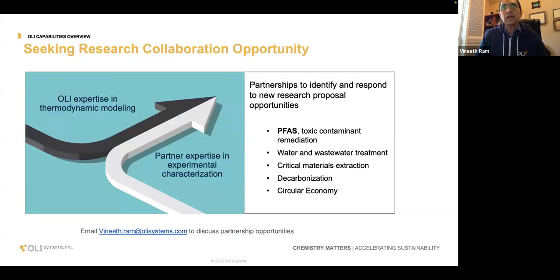Next slide, please. And really, this is my final slide. We're really seeking active collaboration on research programs with this community. There's a number of areas we've been looking at. Probably foremost in our mind is around toxic contaminants and PFAS in particular. OLI is a leader in simulation modeling. We like to partner with those who have deep experimental capabilities so we can come together to develop the right kind of first principles-based models for areas like PFAS, which don't quite exist today. So this would be a great way to bring our proven technology and solutions to help solve real-world problems in PFAS remediation.